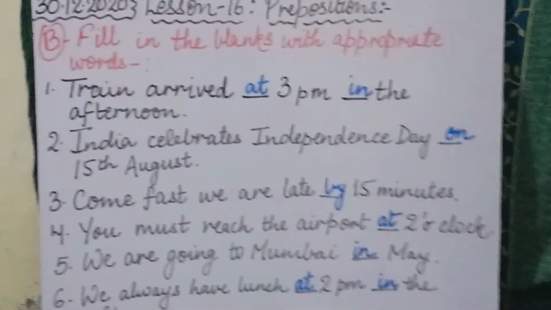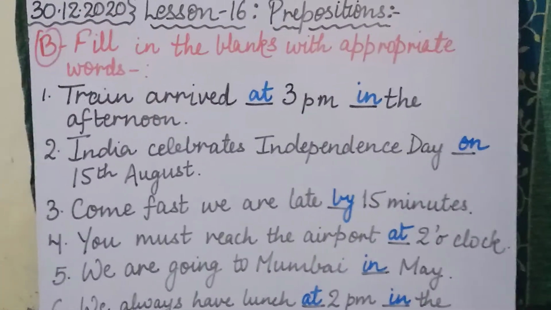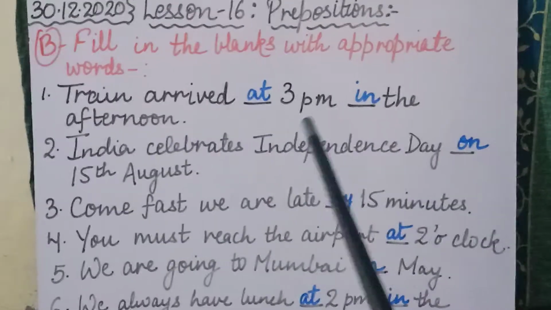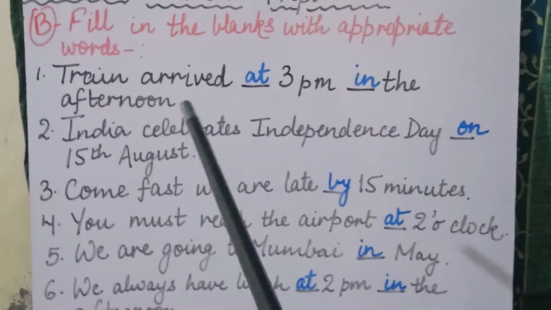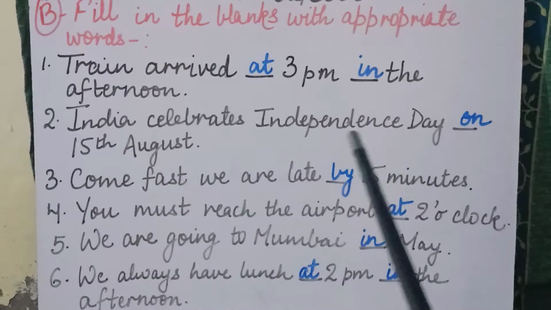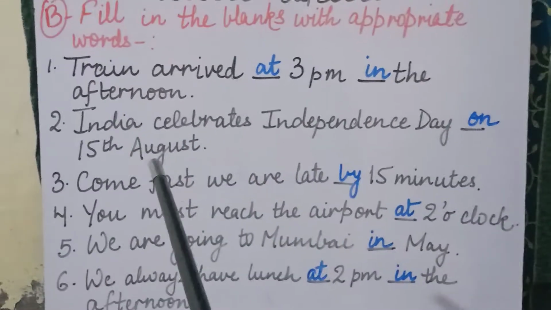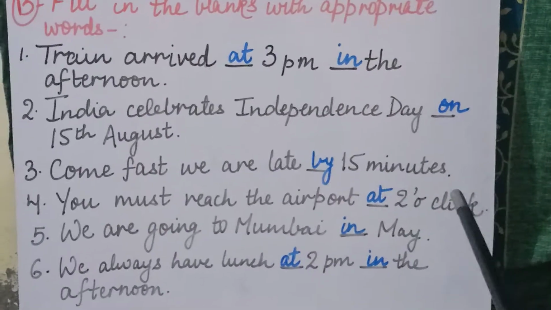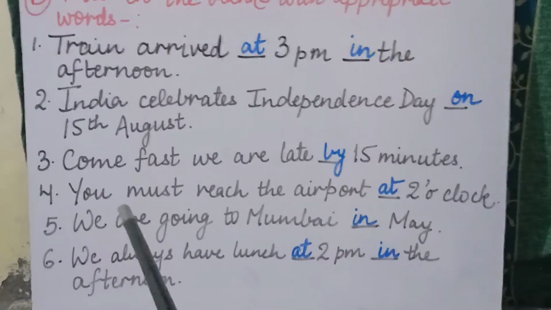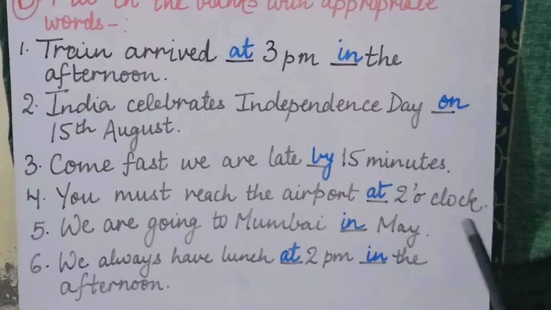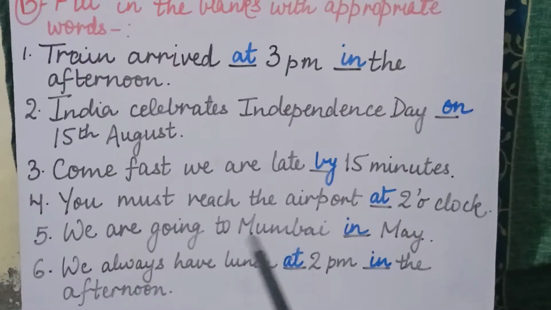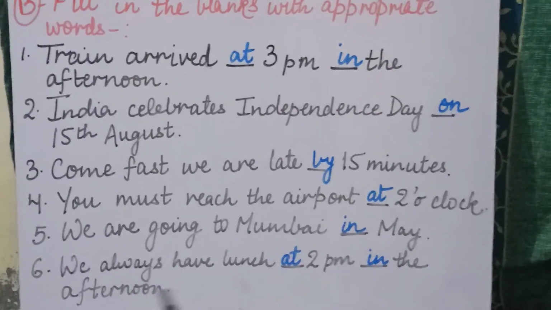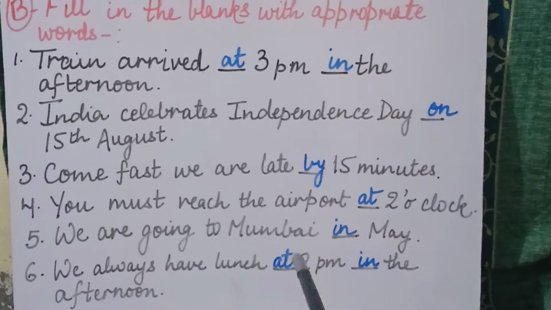Once again I am repeating. Listen to it carefully. Train arrived at 3 p.m. in the afternoon. Second, India celebrates Independence Day on 15th August. Third is come fast, we are late by 15 minutes. Fourth, you must reach the airport at 2 o'clock. Fifth, we are going to Mumbai in May. Sixth, we always have lunch at 2 p.m. in the afternoon.